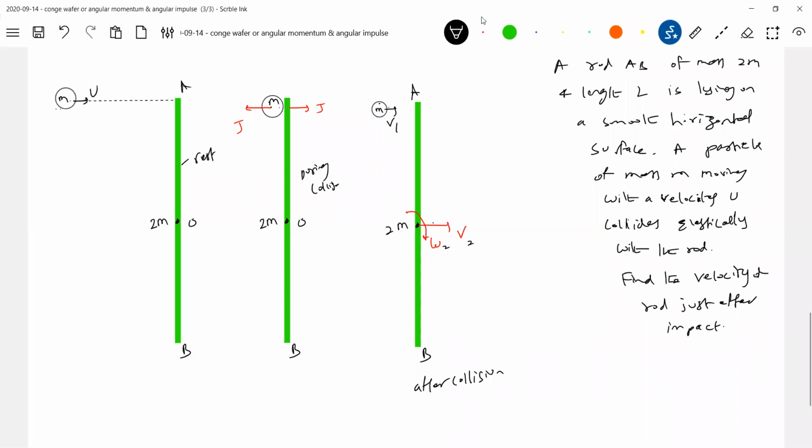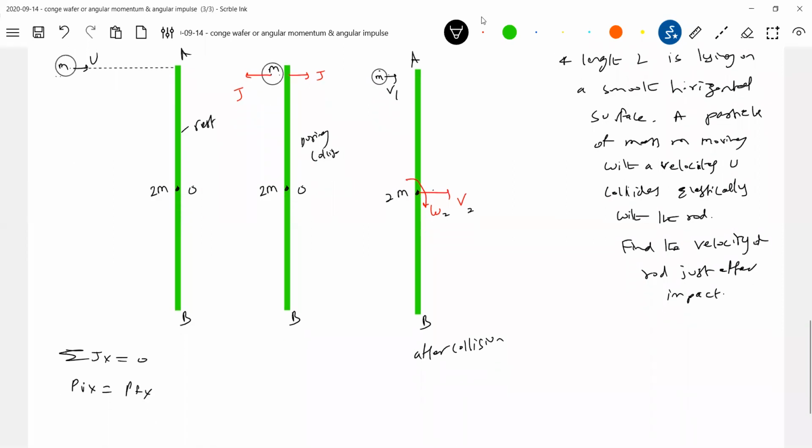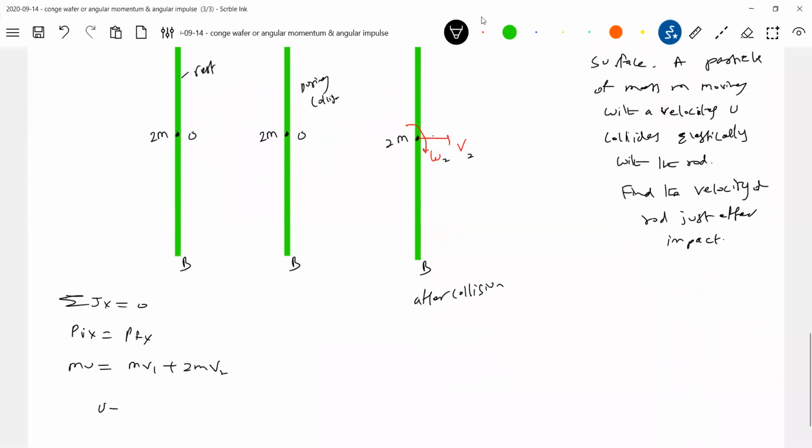Can we apply conservation of linear momentum? The very first thing, can we apply conservation of linear momentum? Yes, we can apply, because what is the net impulse on the system? Zero. So summation of Jx is 0. So initial momentum equals final momentum. Now what is the initial momentum? Mu. Final momentum: the particle will have velocity v1, that of the rod v2. How many unknowns are there? U equals v1 plus 2v2.